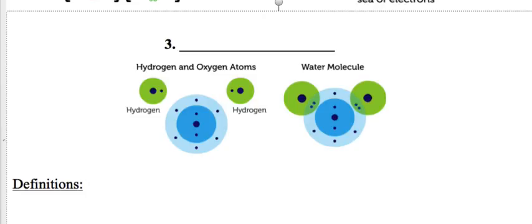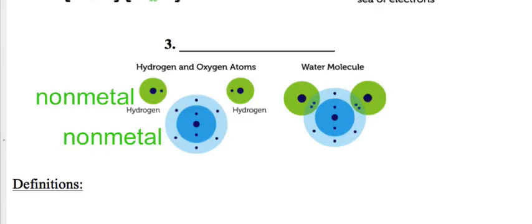The third one I want you to look at, I'd like for you to use your periodic table again and find hydrogen and oxygen and determine if hydrogen and oxygen are metals or nonmetals or a combination. So pause the video and take a look, locate, and determine if you think hydrogen or oxygen is a metal or a nonmetal.